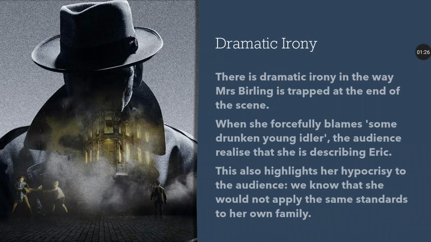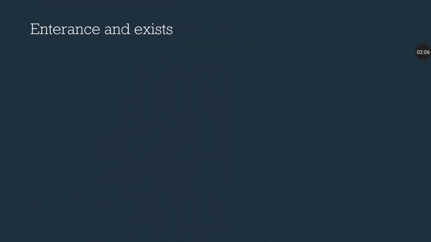There is dramatic irony in the way that Mrs. Birling is trapped at the end of the scene, when she forcefully blames some drunken young idler. The audience realizes that she is describing Eric. We can actually foreshadow that through her speech and quotes, and we need to revise that again. This also highlights hypocrisy to the audience. How could she be hypocritical like that? We know that she wouldn't apply the same standards to her own family. So first, dramatic irony, that's what we are getting through her.